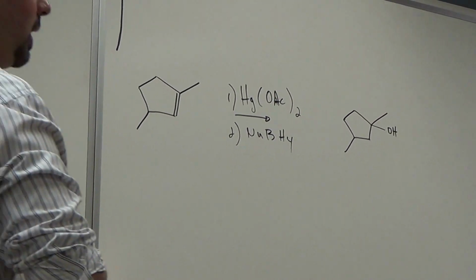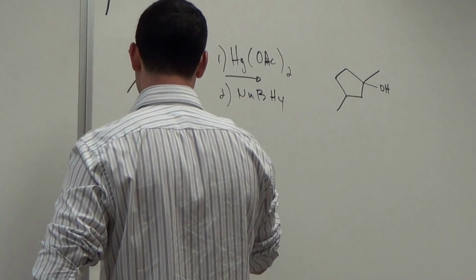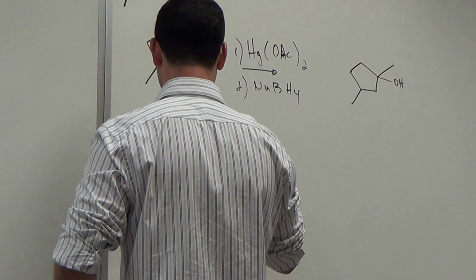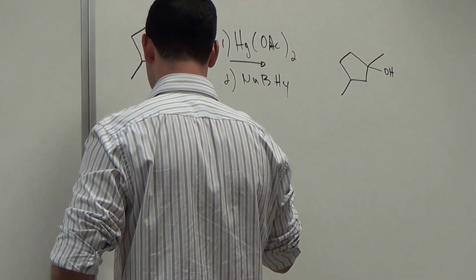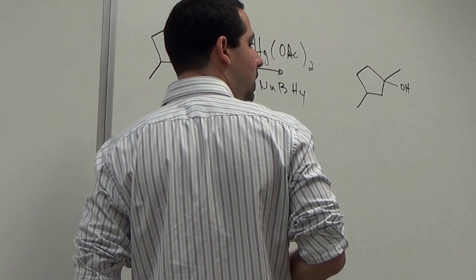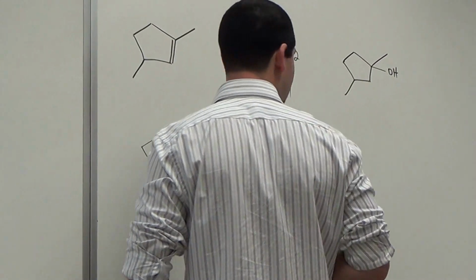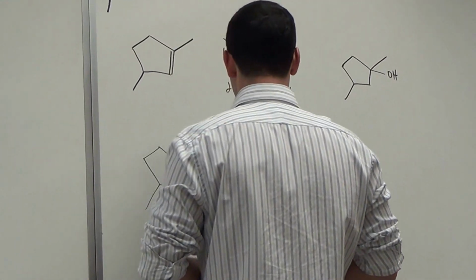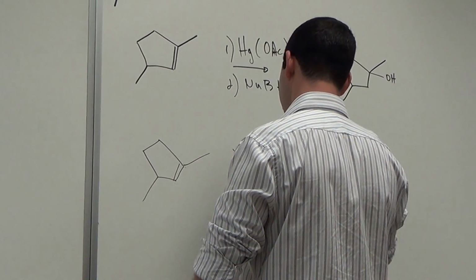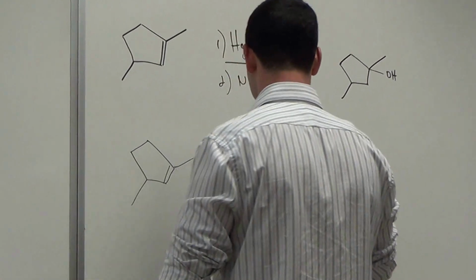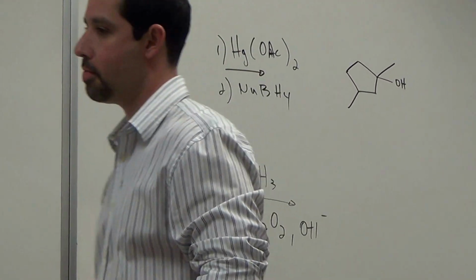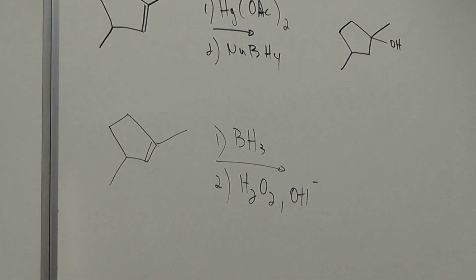If I were to do the same thing, but this time instead of oxymercuration, demercuration, what we do is hydroboration oxidation with BH3 and H2O2 and then OH. Provide the product for that.